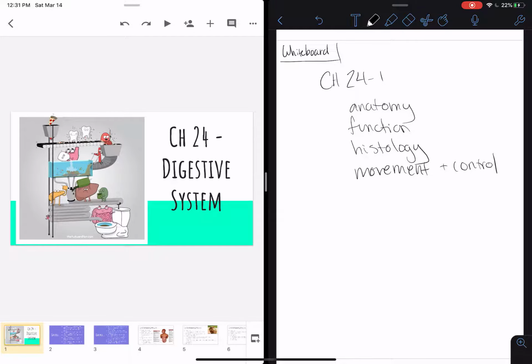Alright, welcome to chapter 24-1. Here we'll discuss the general anatomy, the general function, and the histology of the digestive system, and then we'll talk about how we actually control and move parts of the digestive system. So let's go ahead and get started.